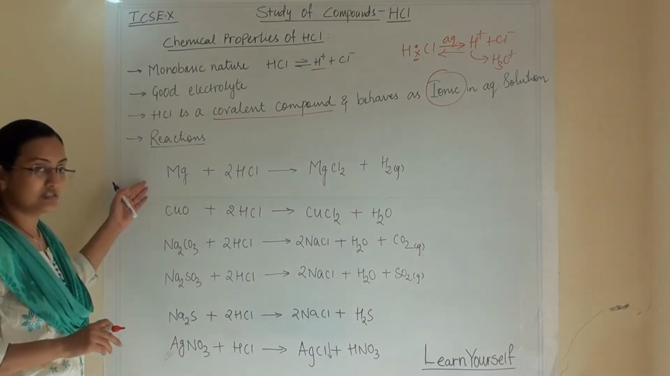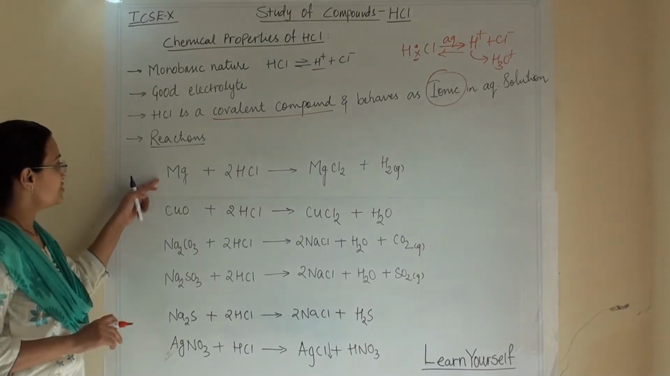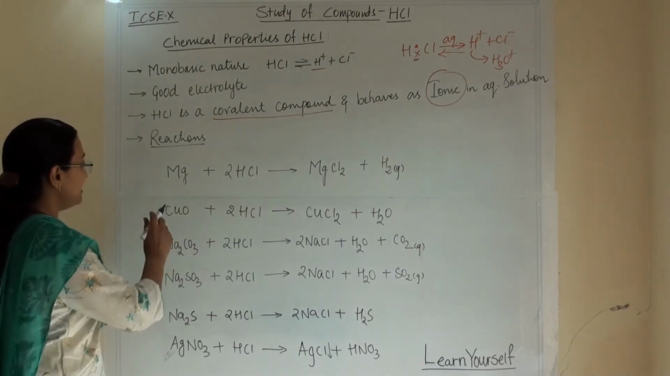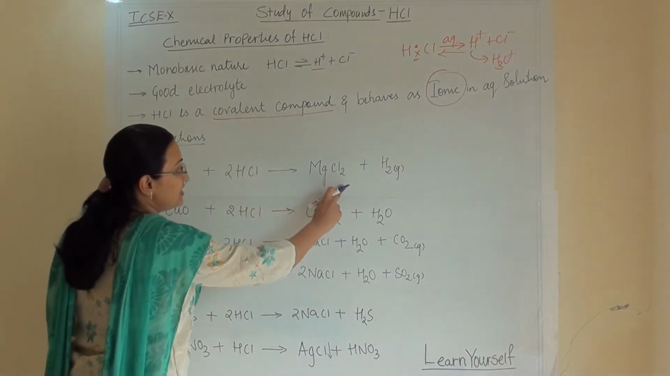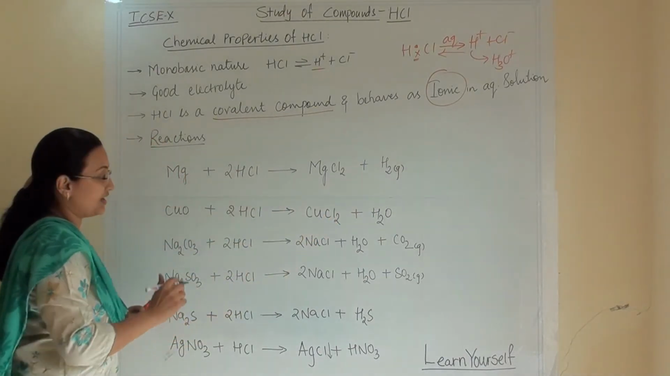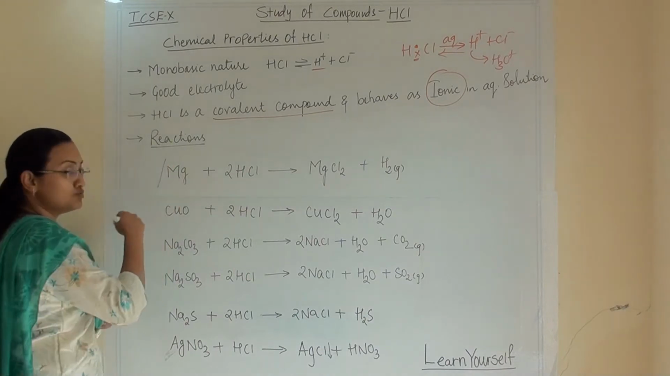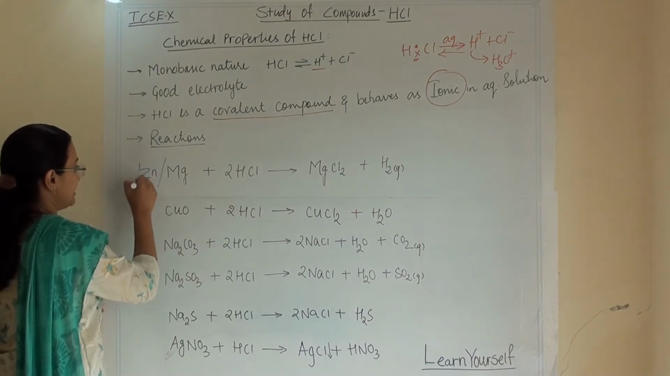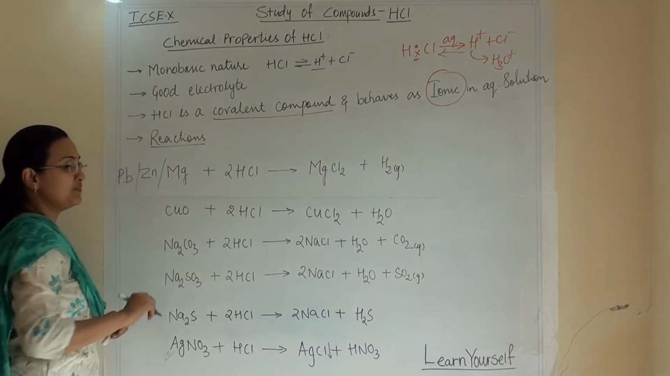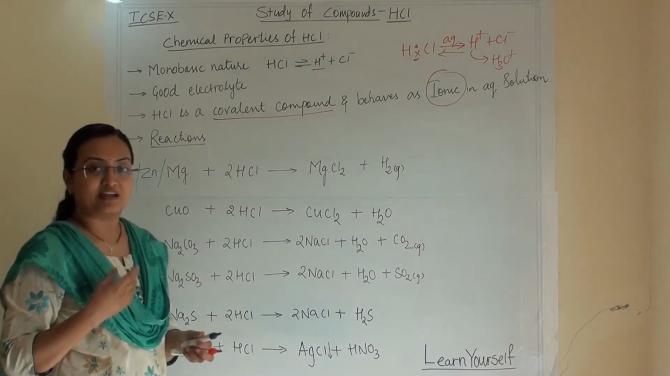So let us understand one by one. First one is Mg. When it is reacting with magnesium, it gives us magnesium chloride. So this is true for all the active metals, if you are taking Zn or if you are taking Pb. What is the meaning of active metal?